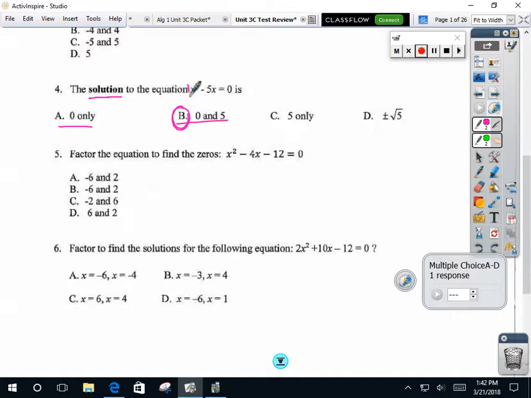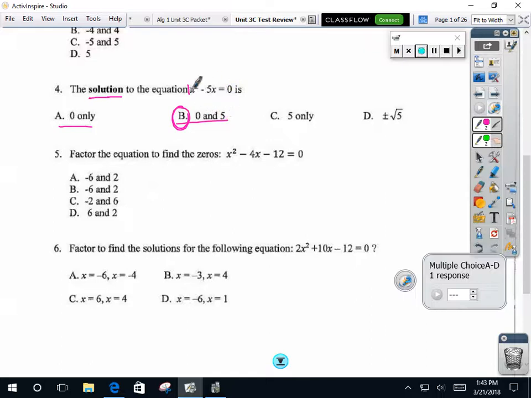The A is 1, the B is negative 5, and the C is 0. I would just plug them in the formula on the whiteboard and it would still give me the answer 0 and 5. Another way to do it would be to plug in 0 in both x's and see if you get a 0. And then at least try 5.